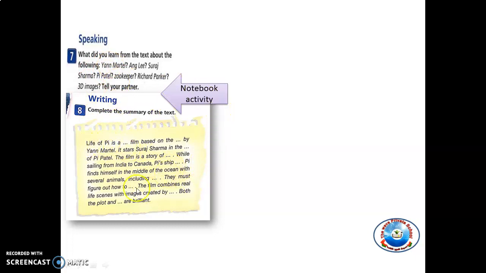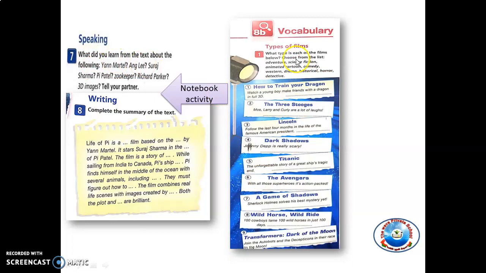So you're going to write this in the notebook together with the words that are missing here. And then this one, instead of doing the speaking, you can do this as writing as well.